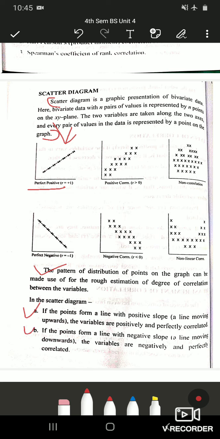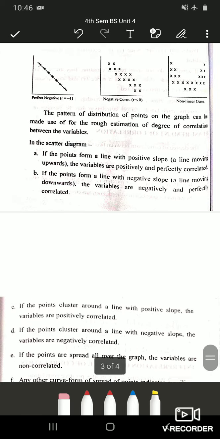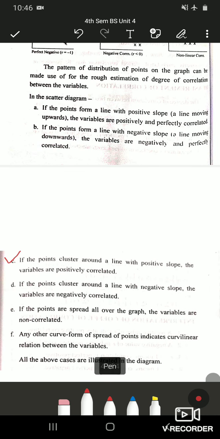Now if the points form a line with a negative slope, that is a line moving downwards, the variables are negatively and perfectly correlated. So this denotes perfect negative, where r is -1, that is the degree of correlation is -1. So when you see a straight line moving downwards, it is perfectly negative. This is moving upwards, this is coming downwards. If it is upward, then it is perfect positive; if it is downward, then it is perfect negative.